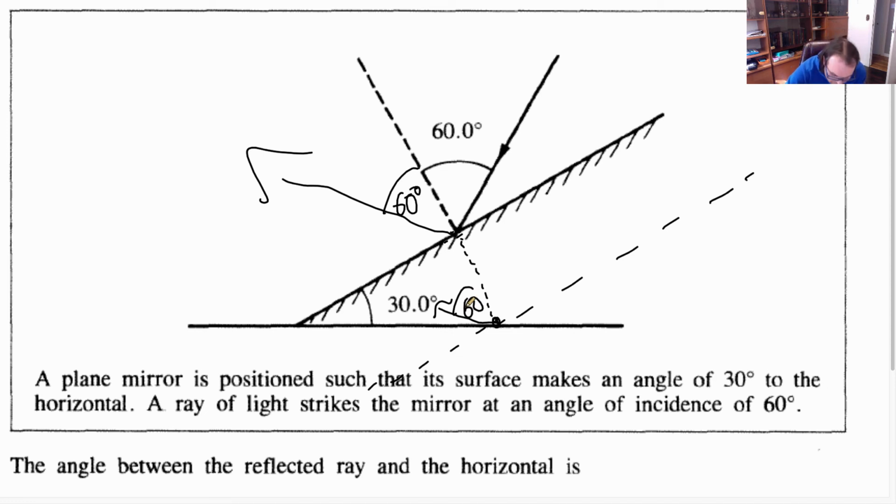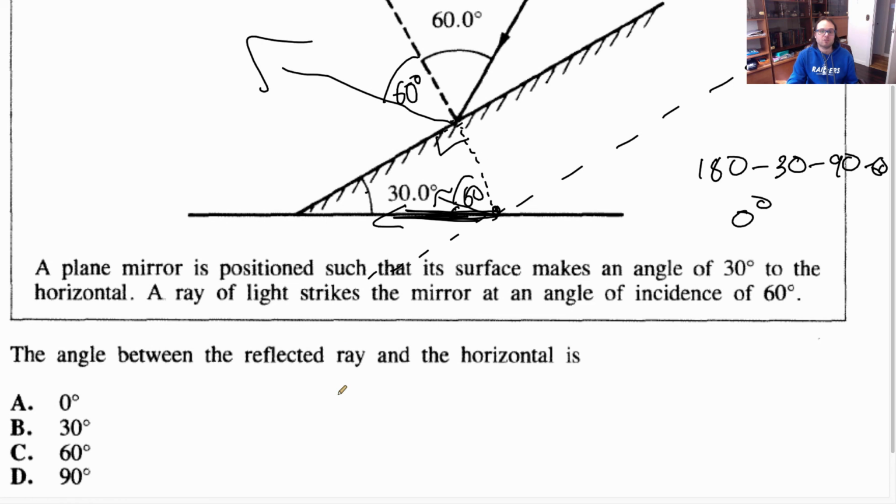So we have this here has to be 90 degrees because my normal is always 90. This is 30. This is 60. So then what's going to be this little bit left here? That's 180 minus 30 minus 90 minus 60. Well, that's going to give me 0 degrees. So it's actually going to be right on this line right here at 0 degrees. So the angle between the reflected and the horizontal is actually 0 degrees. It is parallel to it.